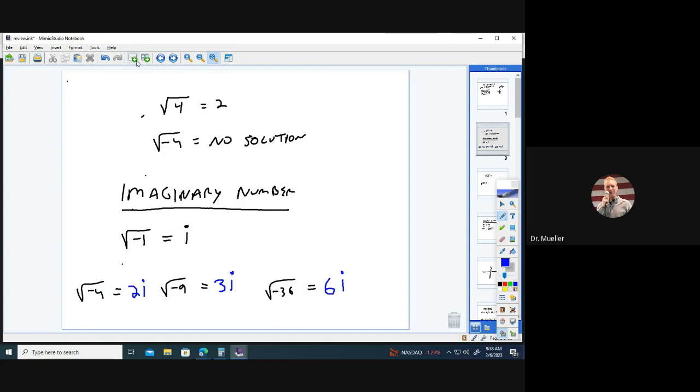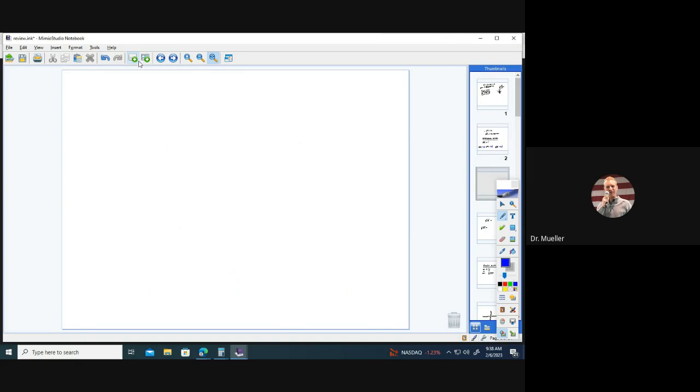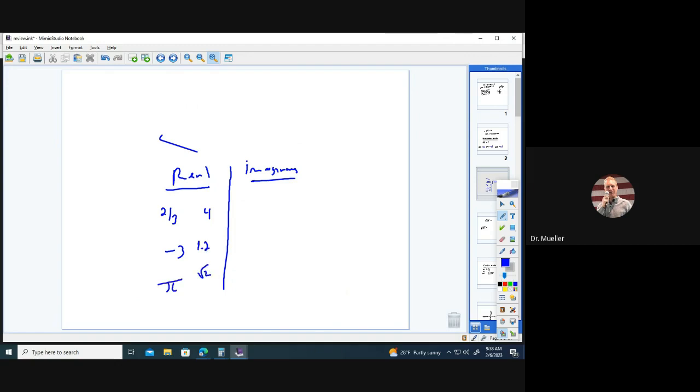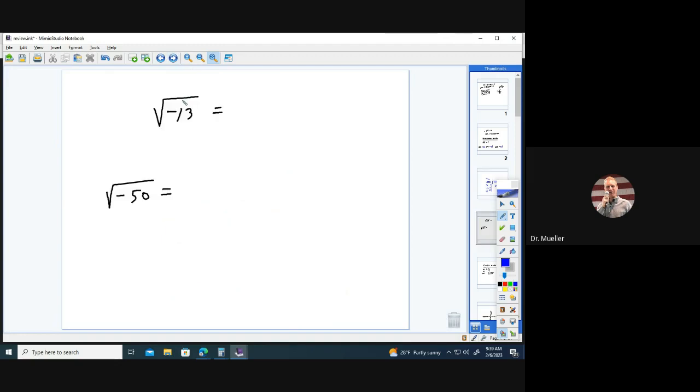So if we go to the number systems and we look at the different types of numbers that we have, we've got real numbers, and then we've got imaginary numbers, right? And the real numbers were numbers like fractions, integers, negative integers, decimals, even numbers like pi and the square root of 2 are all real numbers. The imaginary numbers are going to have the i's when you get a negative inside of the square root. So let's kind of continue on with this idea.